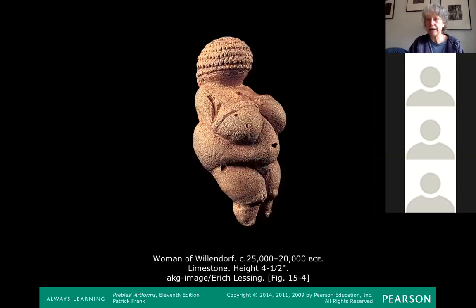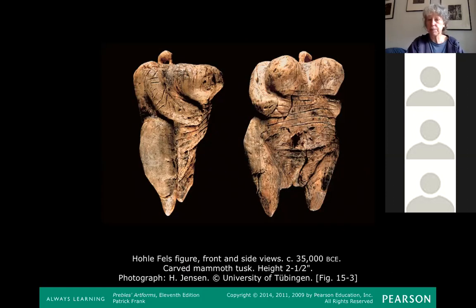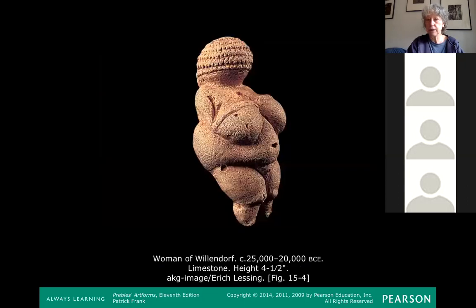Okay, this one has slightly more realistic breasts. Anyway, she's now called the Woman of Willendorf. So Willendorf, like Hohlfels, is just a place in Europe, in Germany. Hohlfels may be in Austria. Anyway, Willendorf is a place in Germany, I think. So it was a place where early Ice Age humans lived. And this is made out of limestone, and it's slightly bigger, maybe about this big.